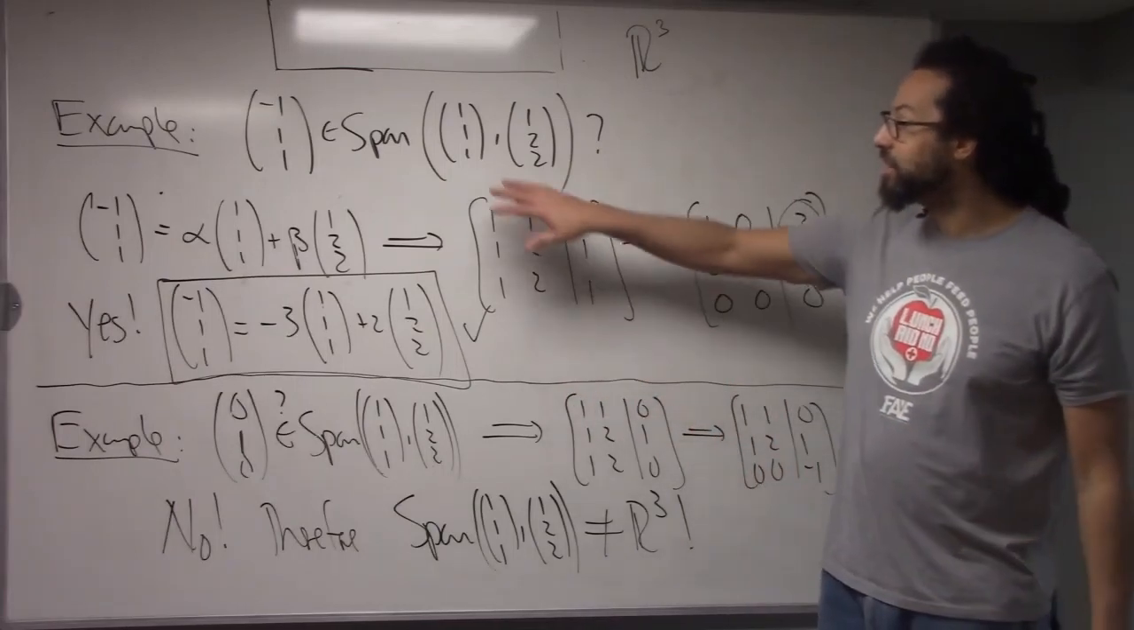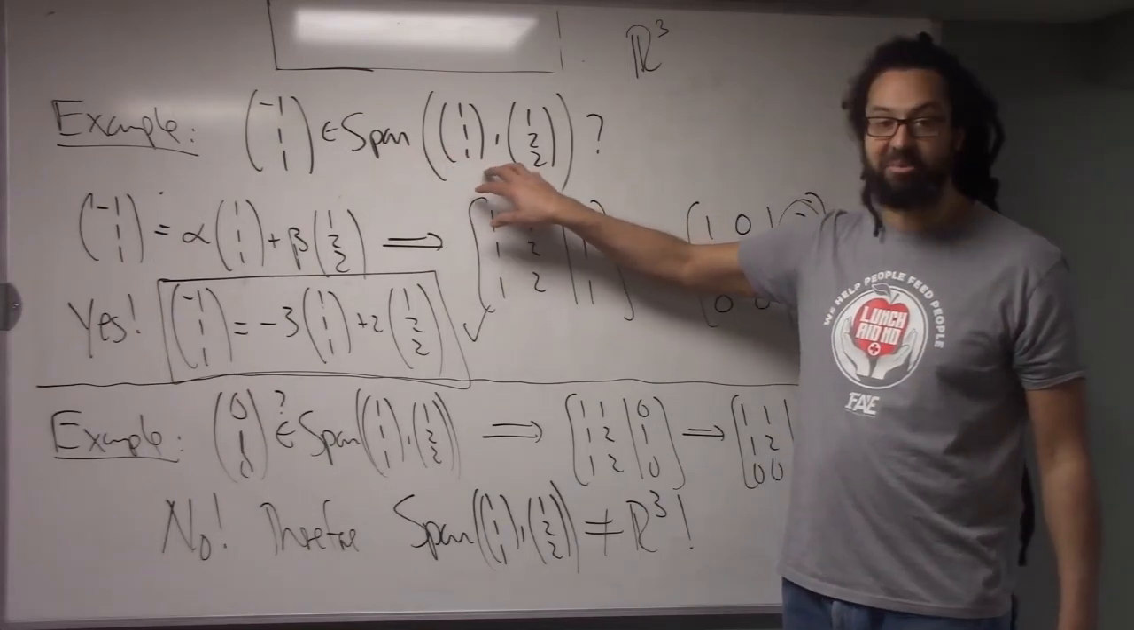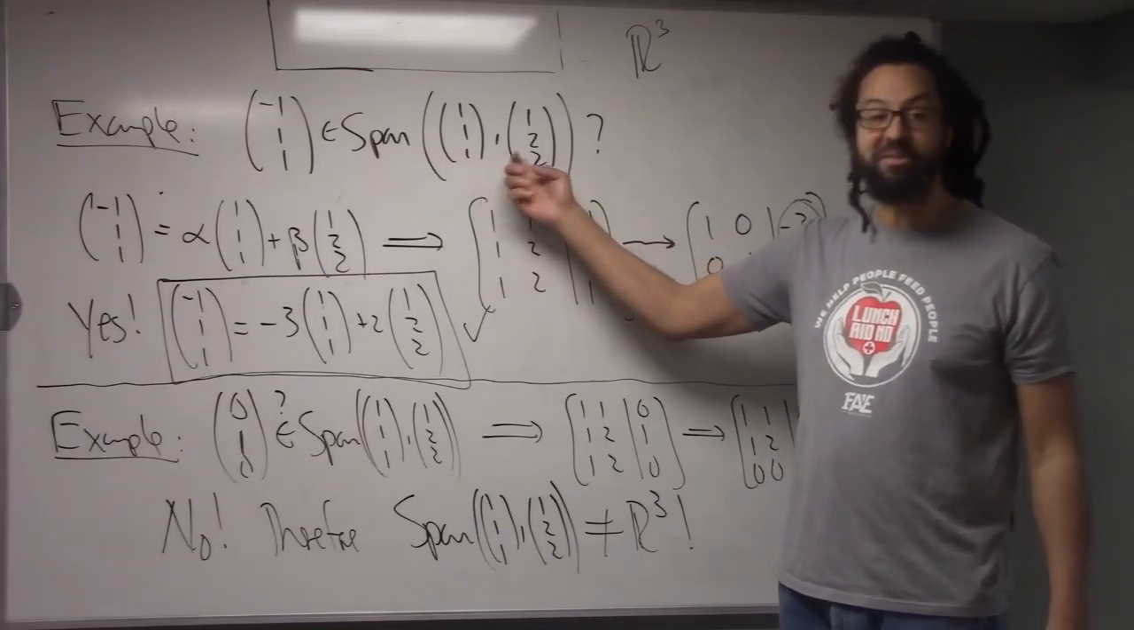Let's go ahead and look at another example of the spanning set of some vectors. Maybe now let's look at 3 vectors in R3.